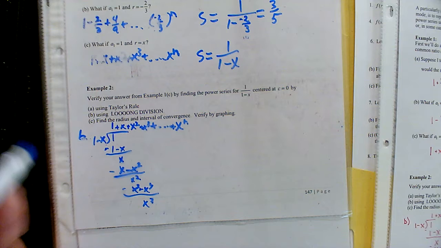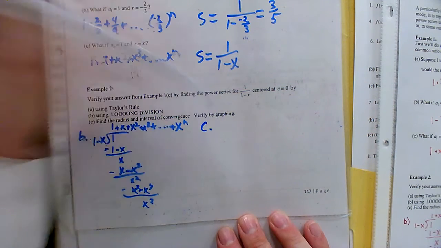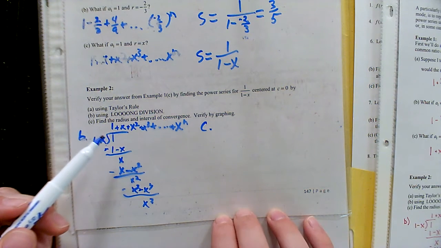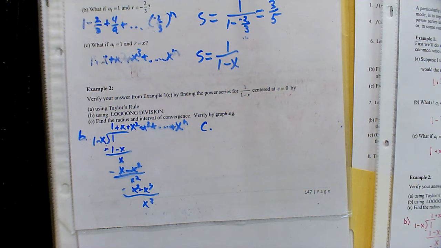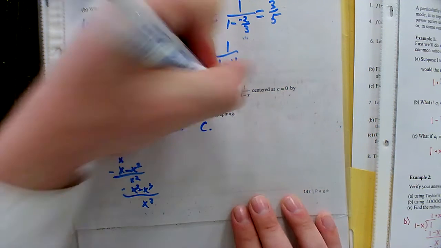We confirmed it by long division. Let's confirm it by finding the radius and interval of convergence. Again, we did that last section. What test did we use most often when finding the radius and interval of convergence? Yes, we used the ratio test.